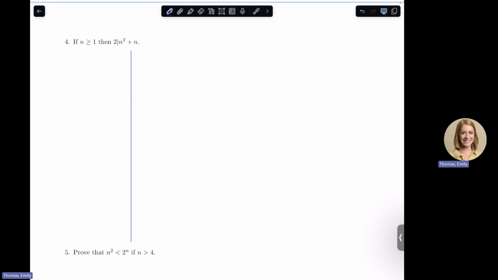So we're doing pretty good, I think. If n is greater than or equal to 1, then 2 divides n squared plus n. What would our base case be? n equals 1. You wouldn't do this. You get what I'm saying? You wouldn't do this thing.